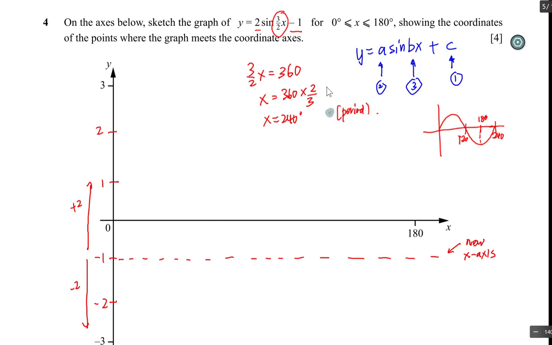So now when I draw this graph, I will actually draw up to here only. Or maybe I use blue color. That means I will draw up to here only. I will not draw the whole graph because the question asked me to draw up to 180. So this is something you need to be careful about a little bit. Okay, it should be fine now.